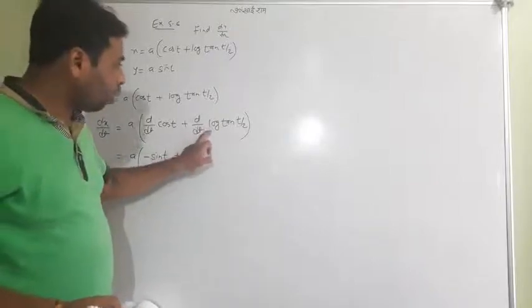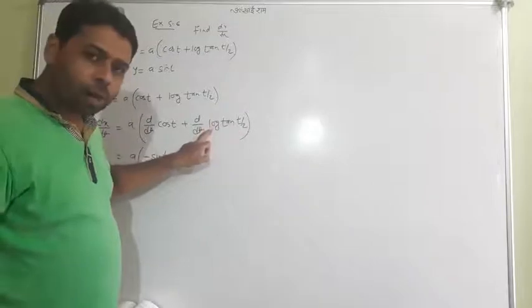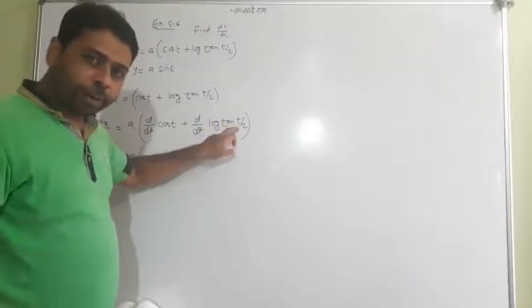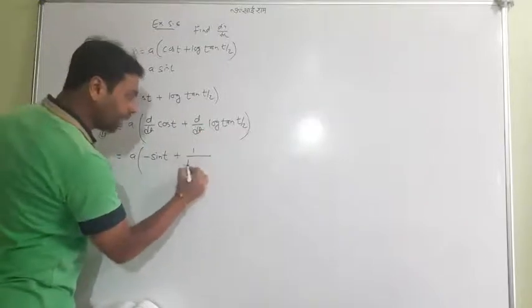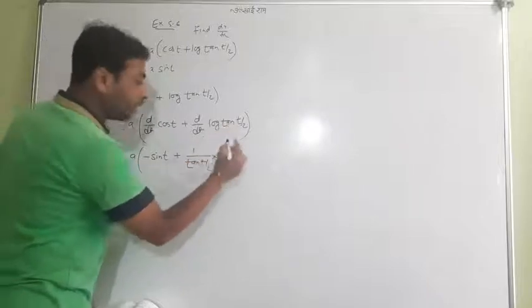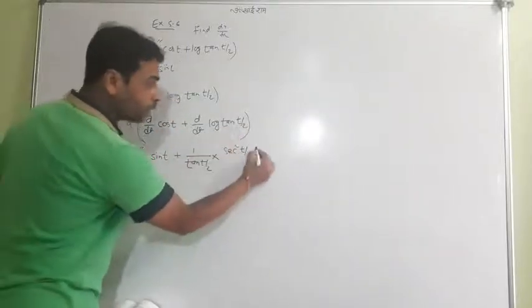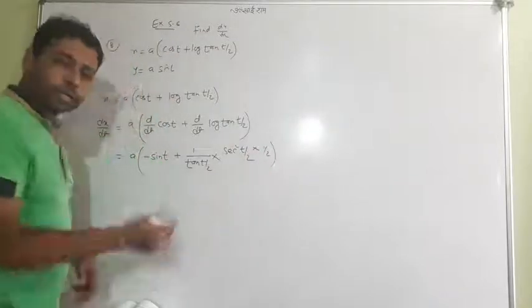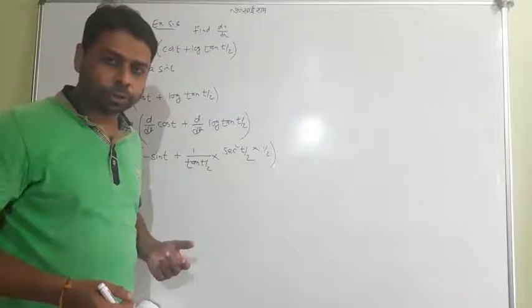And d by dt of log tan t by 2, we have three functions. First is log, then tan, then t by 2. So make a chain. The differentiation of log is 1 by tan t by 2. Differentiation of tan t by 2 is sec square t by 2. And differentiation of t by 2 is 1 by 2. So it is in a single line. I have done all the proper differentiations.